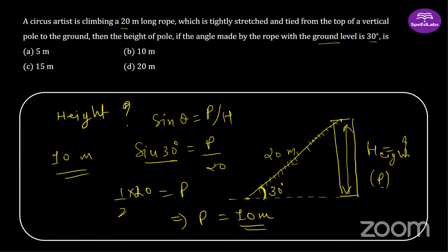Once we draw the diagram and are able to imagine whatever is being asked, we'll be clear that the length of the rope is equal to the hypotenuse, and what they're asking us is the perpendicular length. Thinking in terms of mathematics, the perpendicular and hypotenuse need to be related, and they are related by the trigonometric ratio of sine. So we'll just substitute the values. The angle theta is 30 degree, P needs to be found out and H is given. Just substituting the values, we get the answer. I hope it is clear. See, sine 30 is 1 by 2.